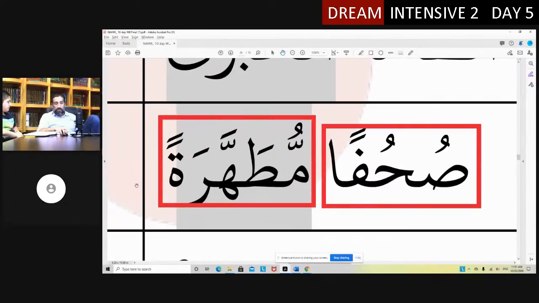That's why the description will be girly, mutahharatan. You see how it became girly by the ta marbuta? Because suhufan is a broken plural. That's what I meant. It's treated like a she. It's not a she on its own, but other words around it are going to pretend it's a she to match with its qualities. That's why mutahharatan is nasab.